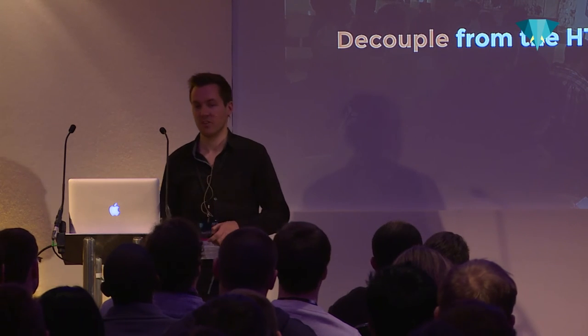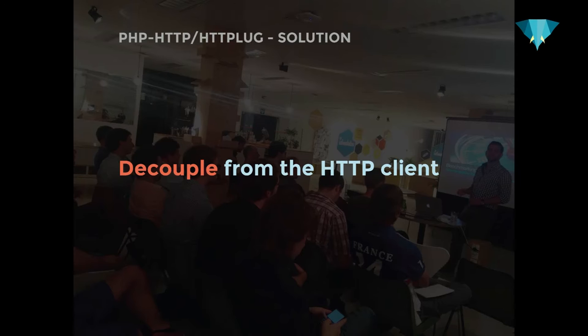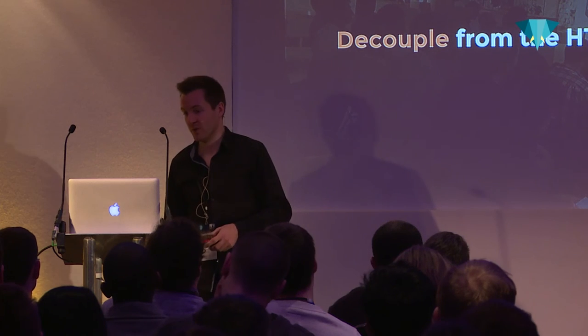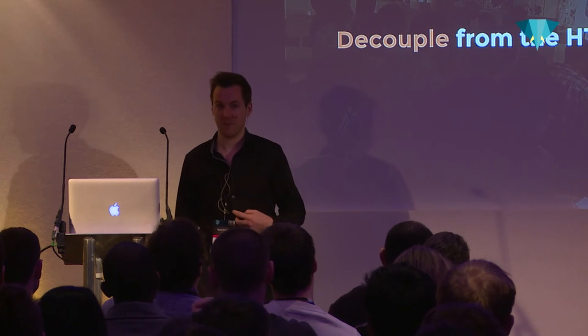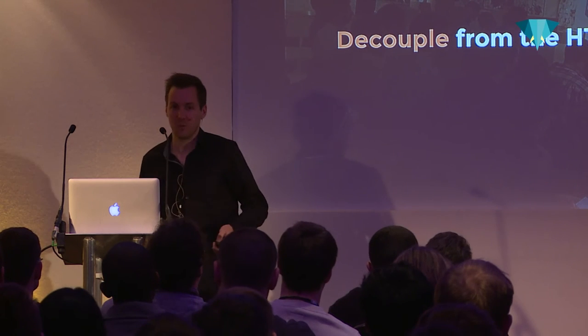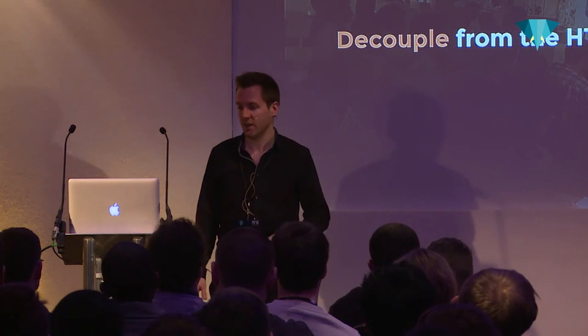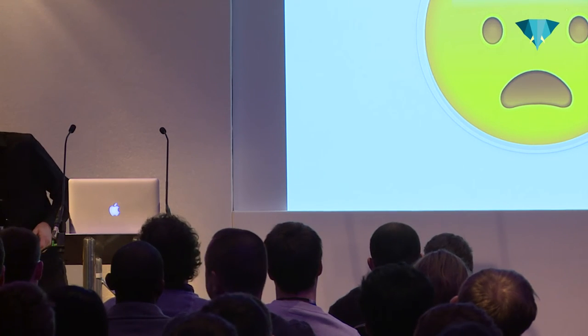How can you solve this? You can solve this by decoupling from the HTTP client. So there's a couple of HTTP clients out there that are not using PSR 7 request objects. Not yet, because they have been written before PSR 7 was even a thing. So decoupling from the HTTP client. How should we do this?